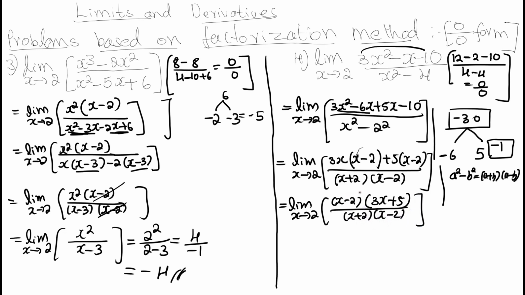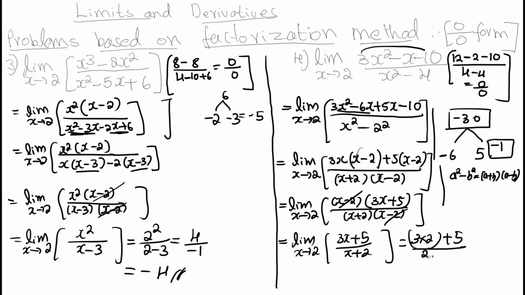See, numerator x minus 2, denominator x minus 2 get cancelled. So the remaining sum is limit x tending to 2, 3x plus 5 divided by x plus 2. So take x value equal to 2, so that we'll get 3 into 2 plus 5 divided by 2 plus 2, so that 3 into 2 is 6 plus 5 divided by 4. So the answer will be 11 divided by 4.